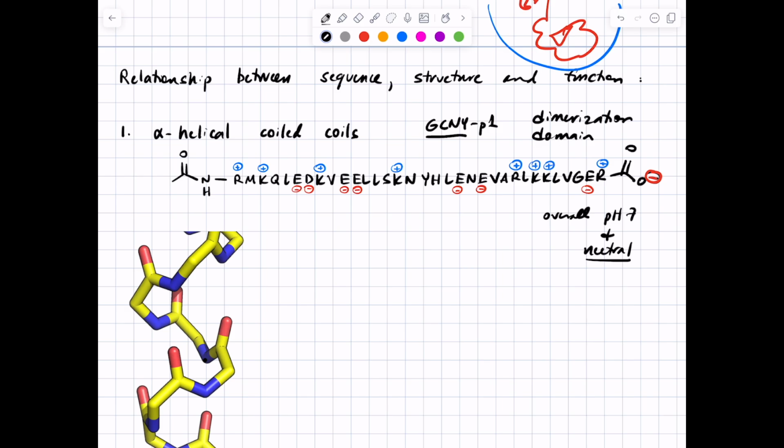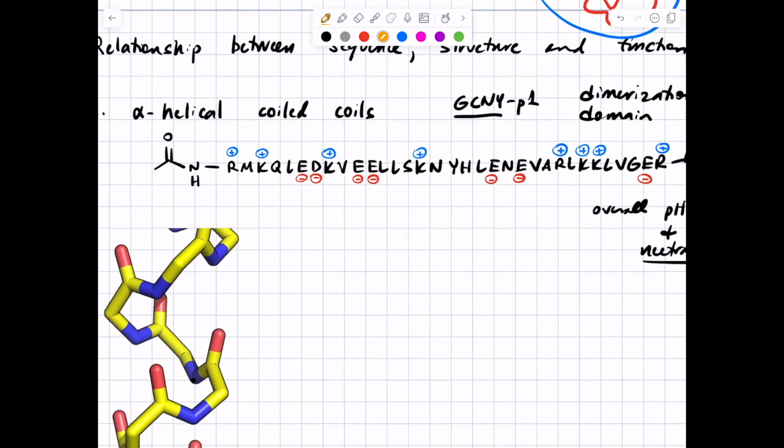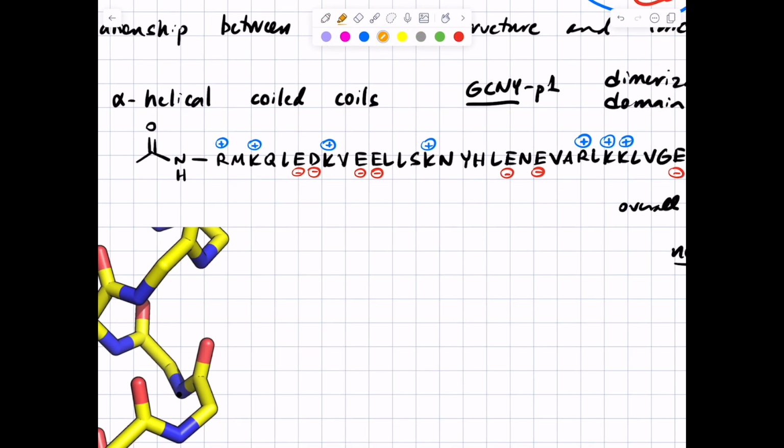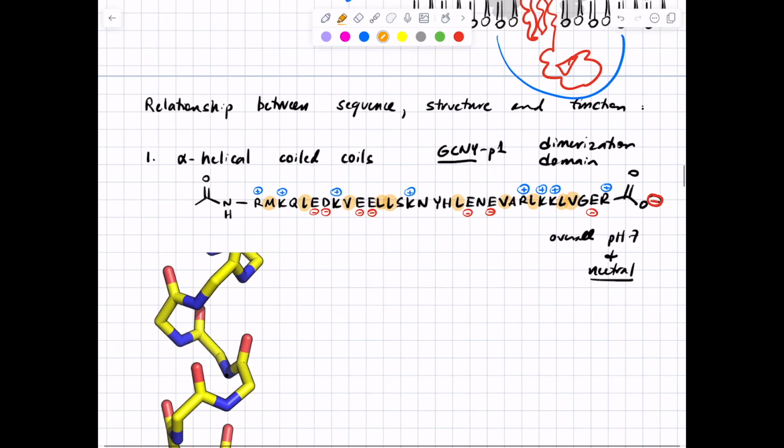The other thing we need to do is highlight all of the non-polar residues, because we know that those are going to tend to want to be in the interior of a protein. So I'm going to do that just with an orange highlighter. Methionine, leucine, valine, a couple of leucines there, another leucine, another leucine, another valine, another valine, another leucine. Those are the non-polar amino acids, okay?